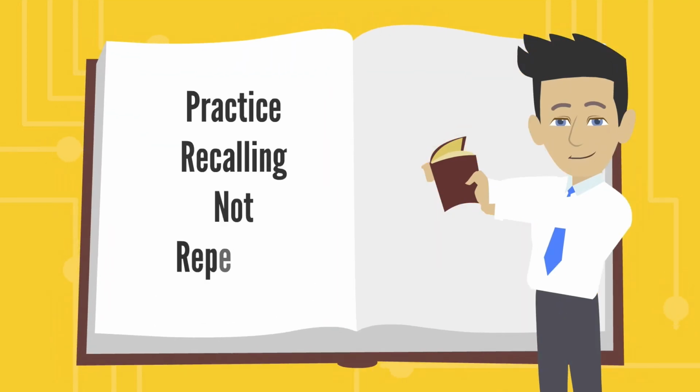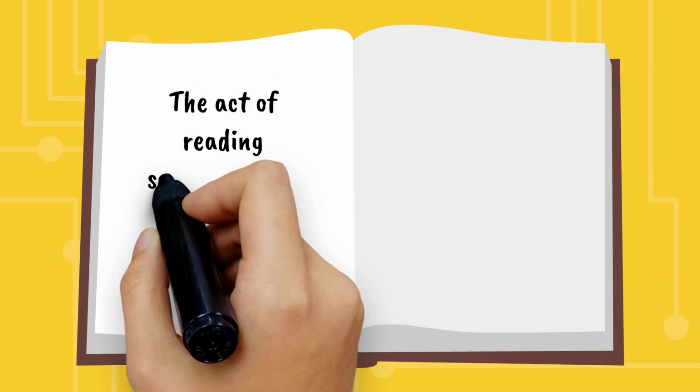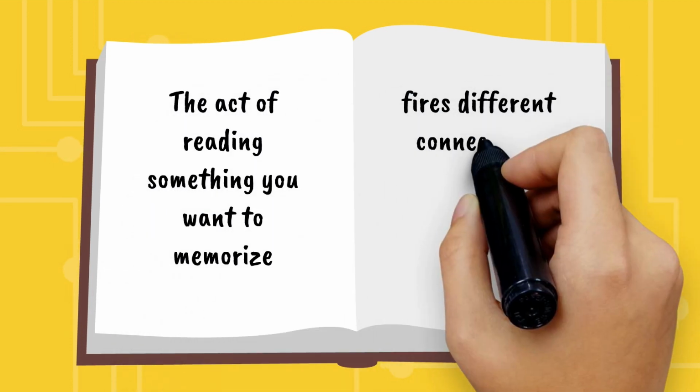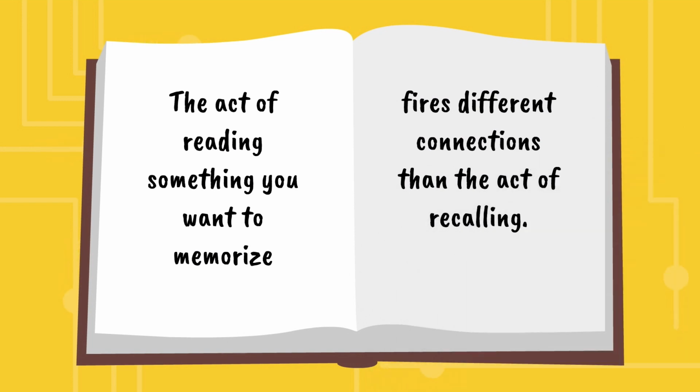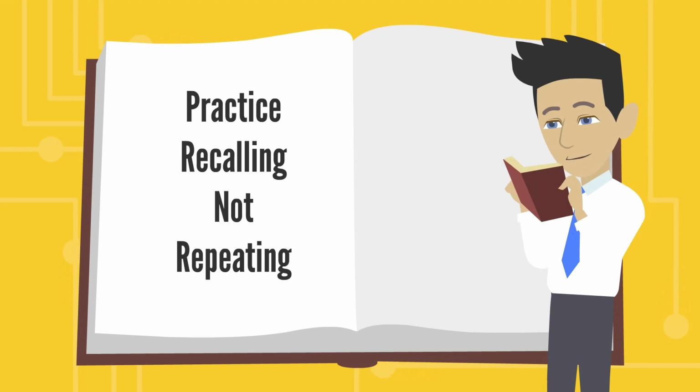Practice recalling, not repeating. This is the crucial concept of any type of memorization. The act of reading something you want to memorize fires different connections than the act of recalling. This is how you learn to memorize. You practice recalling, not repeating.